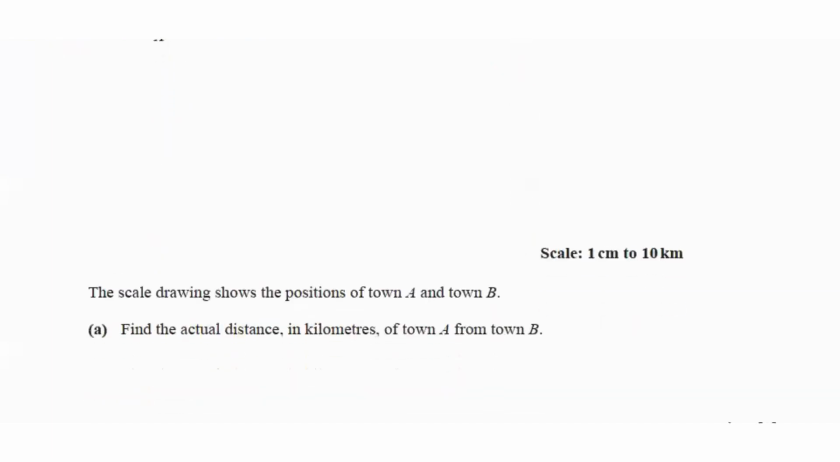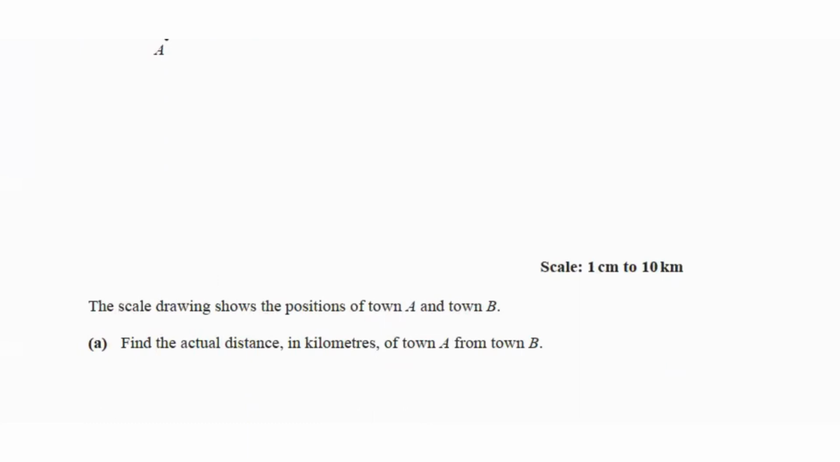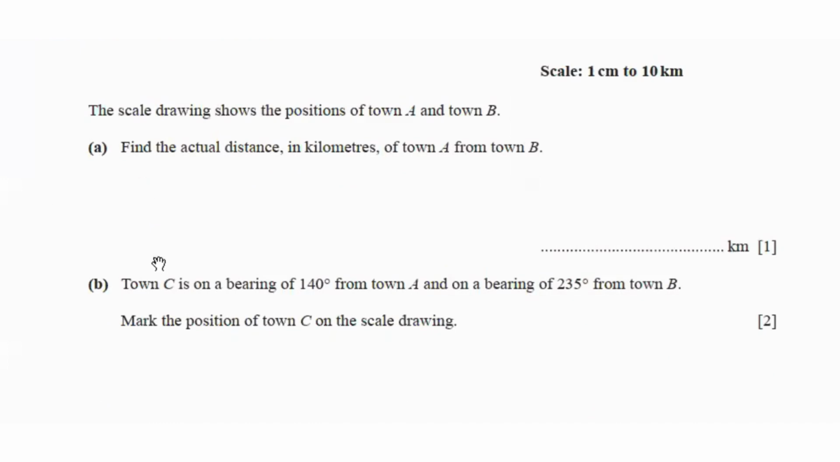Number 9, it says, the scale drawing shows the positions of town A and town B. Find the actual distance in kilometers of town A from town B. What you will do is you will draw a line from A to B using a ruler. You will measure this distance, and whatever the value of this distance from A to B is, you will multiply that by 10. Why? Because if you look at the scale in the question, 1 centimeter is equal to 10 kilometers. And they want the answer in kilometers. So multiply the distance measured by 10 and we get the answer.